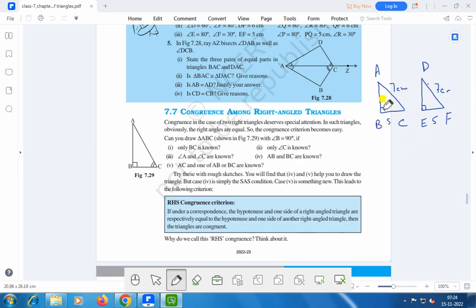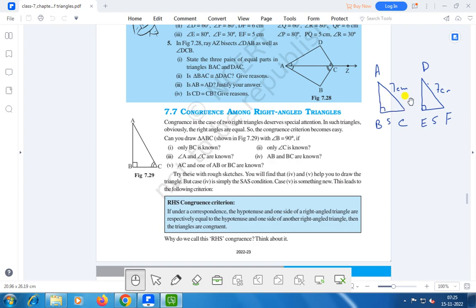Then we can say that both the triangles are congruent to one another. Why? Because of the RHS congruence criteria. What is that? If under a correspondence, the hypotenuse and one side of a right angle triangle are respectively equal to the hypotenuse and one side of another right angle triangle, then the triangles are congruent. That means right angle 90 degrees, both hypotenuses are also the same and one side is the same, BC is equal to EF. Then we can say that according to right angle hypotenuse side, these two triangles are congruent to one another.